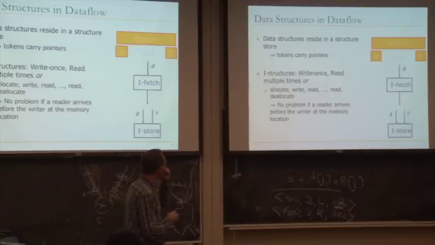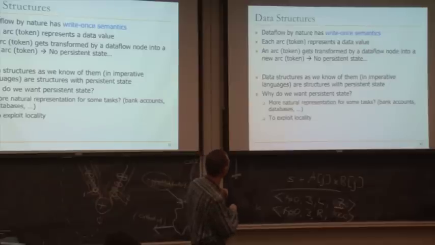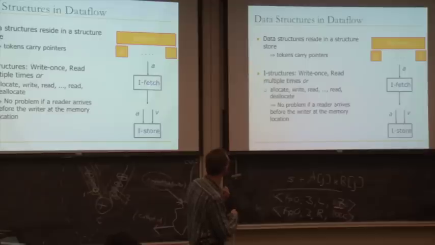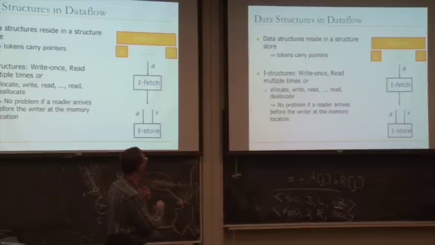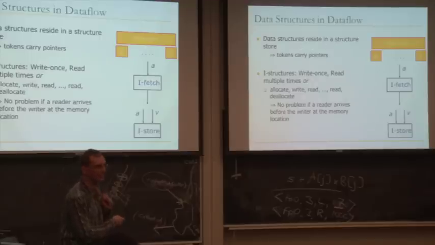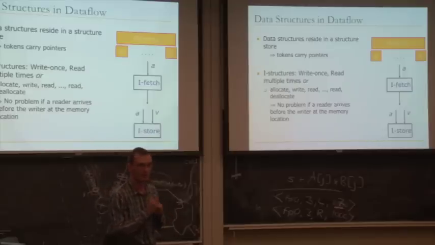Okay. So, well, of course, this is not feasible. You need to have some way of representing arrays or these other things. Basically, people have added data structures in Dataflow. And they reside in a structure store, which is really structure memory. And now tokens can carry pointers referring to these memory locations. Now we have a load and store instruction that can load from and store to these locations. But now we'll see another problem, because it's still write-once semantics.